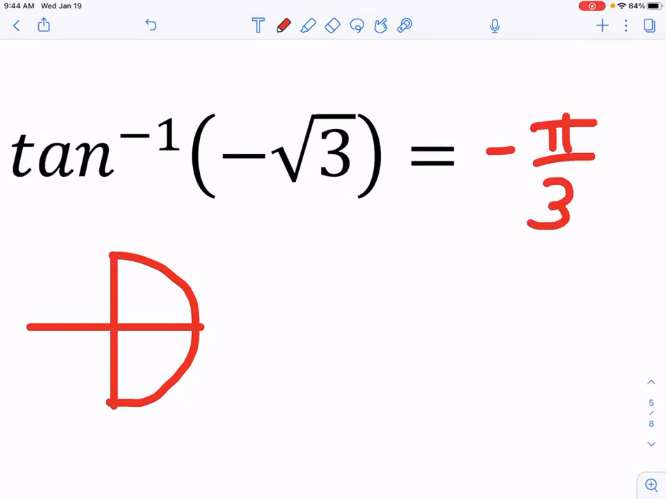I really like inverse tangent and inverse sine because you only have to think about the acute angle. What is it in the first quadrant? If it's negative, make it negative into the fourth quadrant.